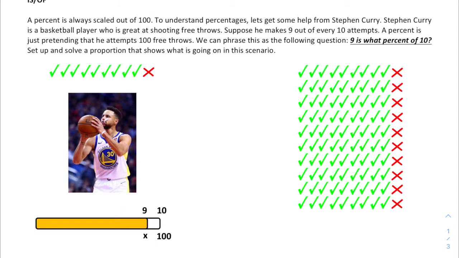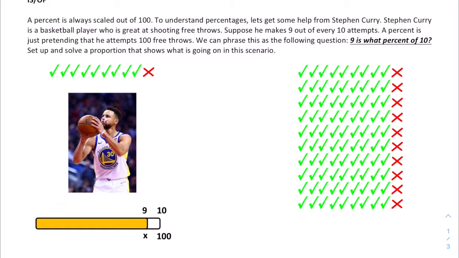All right, welcome back. In this next video, we're going to talk about percents, and how to figure out what a percent is, or figure out what number is a certain percent of something, or figure out what number a number is a certain percent of.